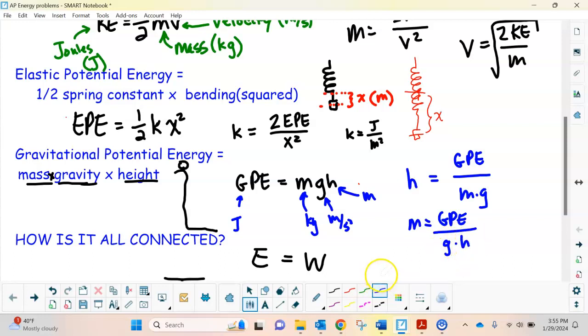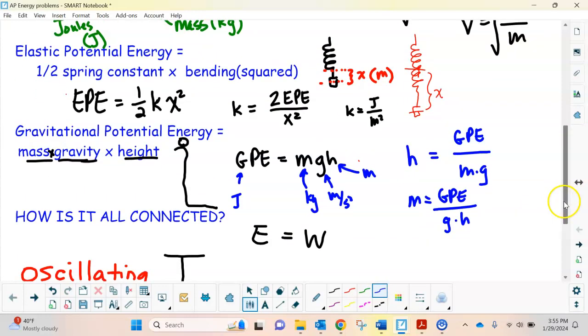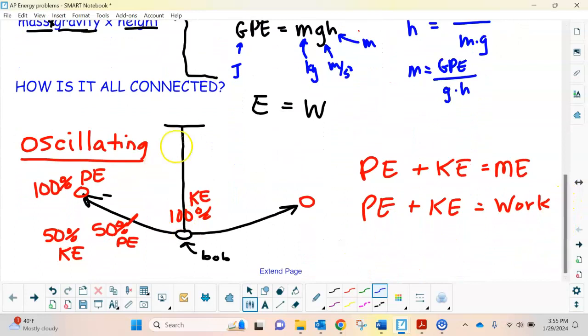Okay, so how is this all connected? Well, there's a theorem that helps us with this, and that is the work energy theorem. Remember that the energy is the ability to do work. Well, that means that they're equal to each other. So when you're looking at something having lots of work, it's going to have lots of energy, at least potential energy or kinetic energy.